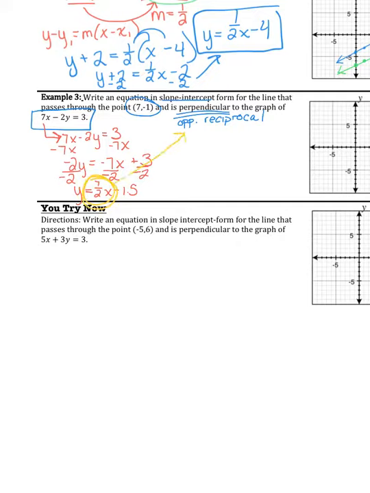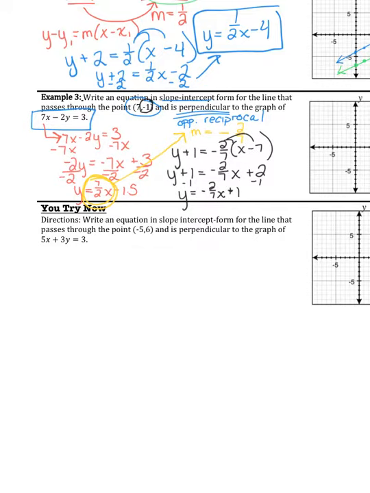So if it's going to be perpendicular, then the slope I want to use is going to be -2 over 7. So now I have enough information to write this in point slope form. So I'll do y, and then because this is a -1, it'll be +1 is equal to -2/7 times x minus 7. I'll go ahead and distribute the -2/7 to the x. And then when I multiply it by the -7, that gives me +2. So that worked out really nicely. Subtract 1, and so my final answer is y equals -2/7 x, plus 1.